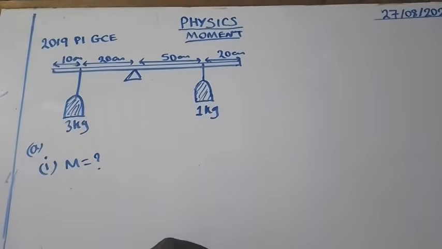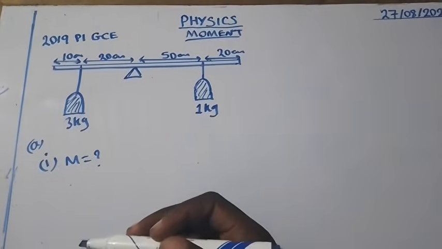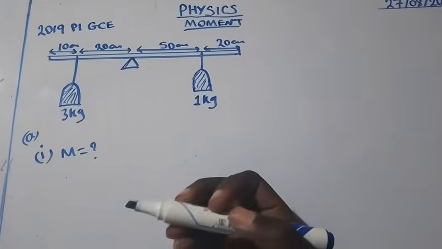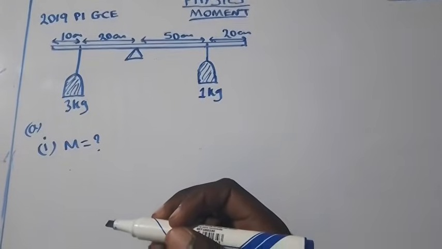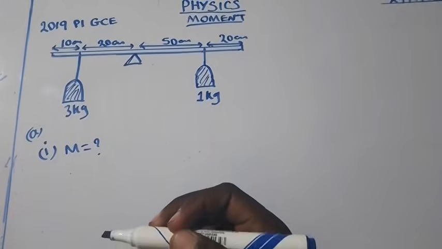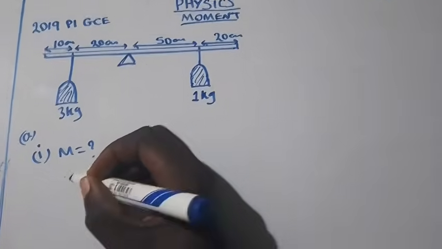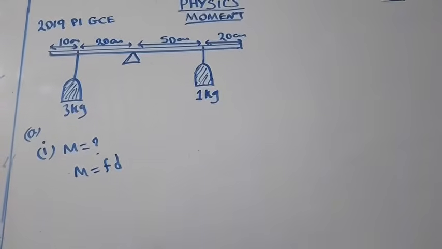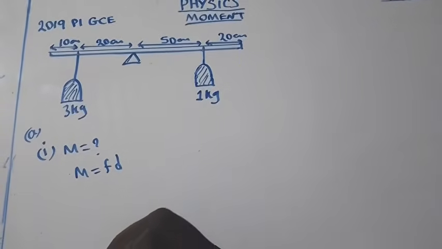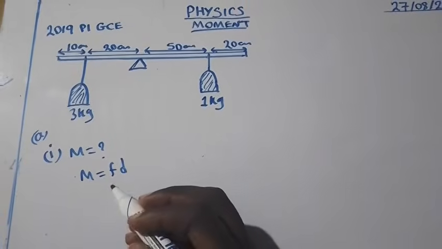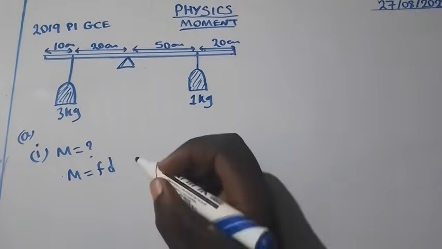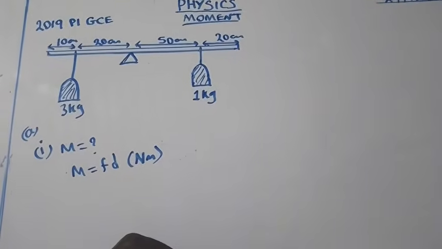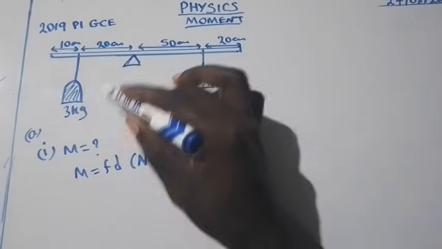So what is moment? Moment is the turning effect of an object. Or moment is the product of force and its perpendicular distance. So this is what we are going to use, where moment is calculated in Newton meter. So they want us to calculate the moment which is here.